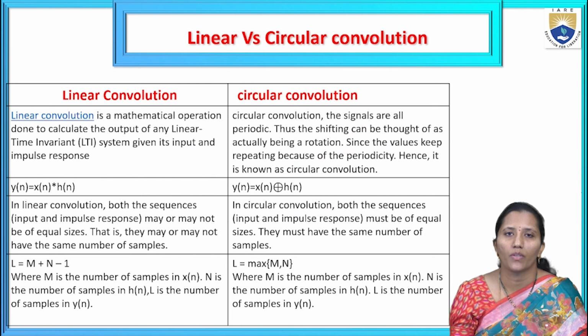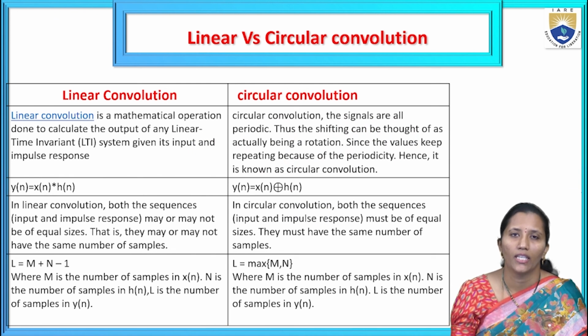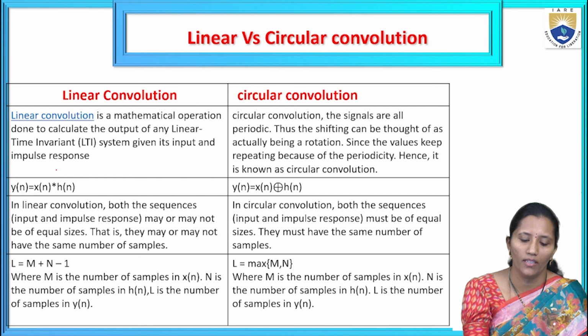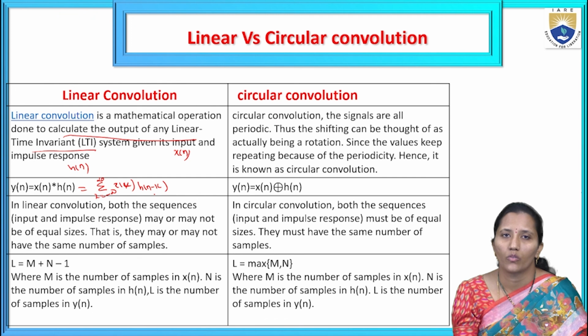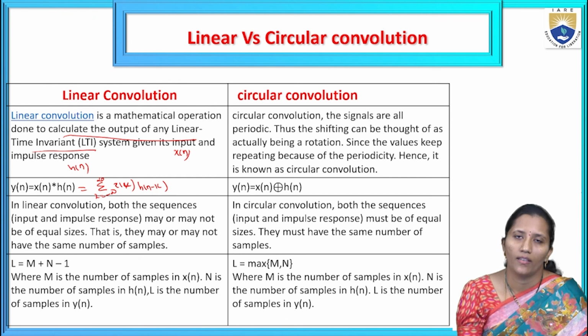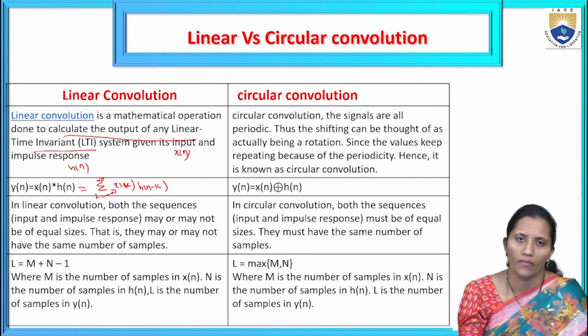So, what is the difference between linear and circular convolution? Linear convolution is a mathematical operation to calculate the output of any LTI system given its input x of n and impulse response h of n. That will be y of n is equal to x of n star h of n, that is sigma k equals minus infinity to infinity x of k into h of n minus k. To find out the response of an LTI system, if x of n and h of n are given, we can find that response by using linear convolution.